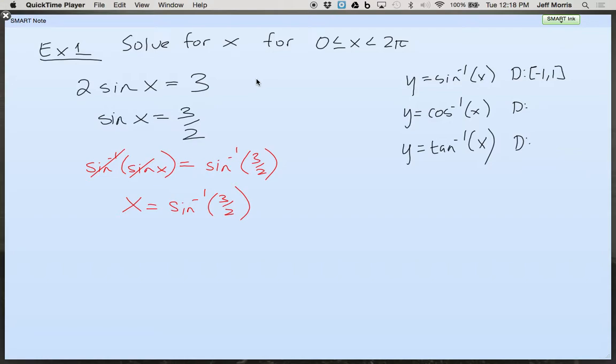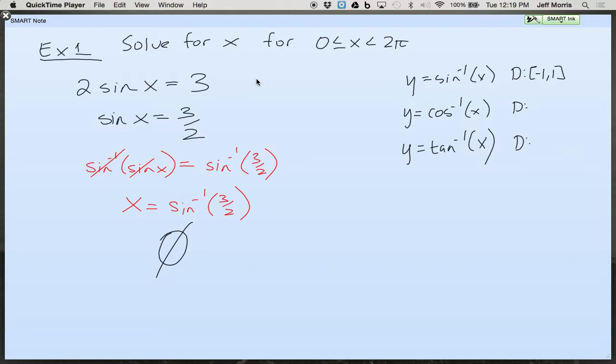Inverse sine of 3/2. There's no roots or anything though. It's bigger than 1. Thank you, Alexis. Okay, so what does that mean then? No solution. No solution.